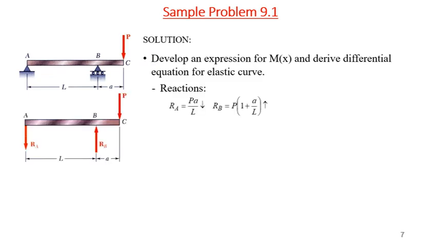So first, develop an expression of M(x). Obviously, we have to find the reactions, so draw a free body diagram. The reaction RA will be P a by L, acting downward, and RB will be acting upward, equal to P times (1 plus a by L). That you can find easily using the static equilibrium conditions.